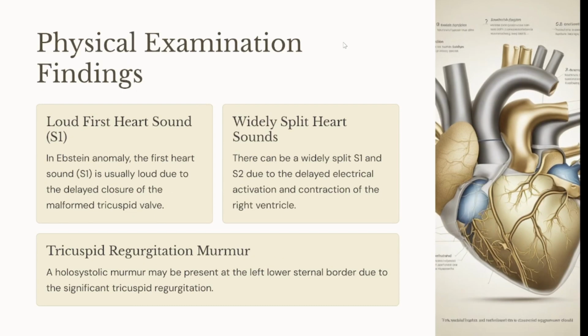Q. How does Ebstein anomaly affect the presentation of heart sounds on physical examination? In Ebstein anomaly, the first heart sound, S1, is usually loud due to the delayed closure of the malformed tricuspid valve. There can also be a widely split S1, S2 due to the delayed electrical activation and contraction of the right ventricle. A holosystolic murmur may be present at the left lower sternal border due to tricuspid regurgitation.